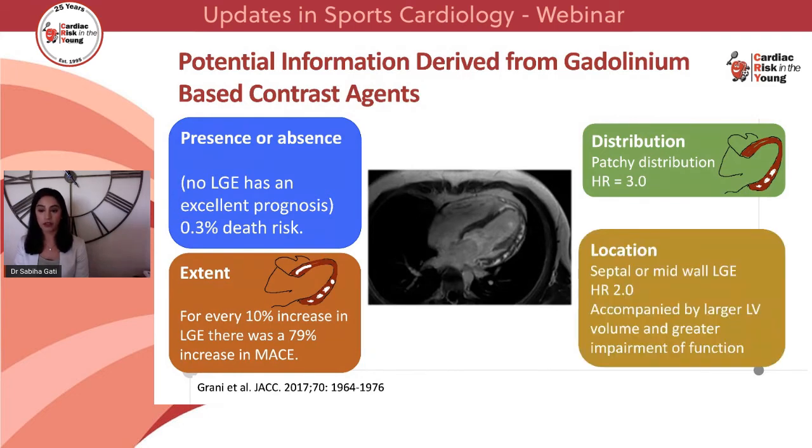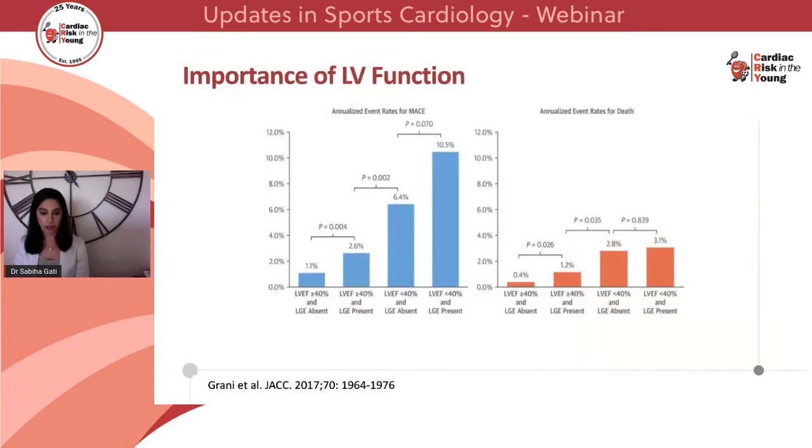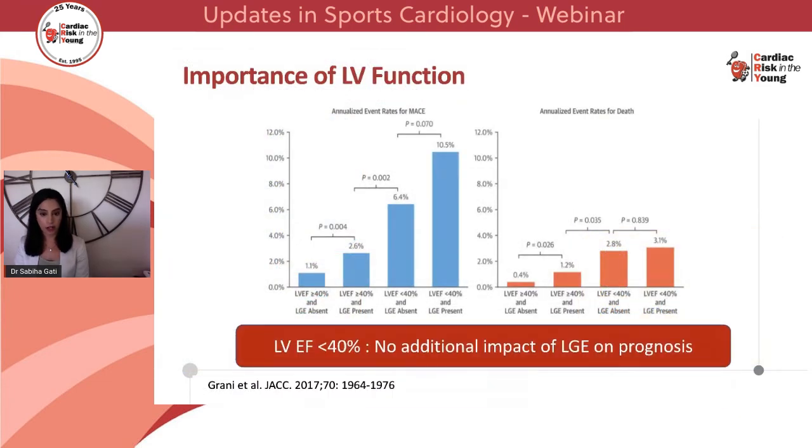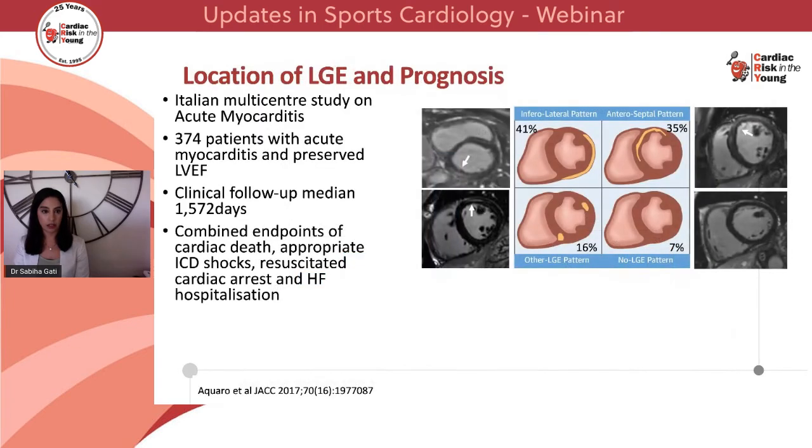So if you identify a septal or mid-wall distribution, this has a twofold increased risk and was also accompanied by larger left ventricular volumes and a greater impairment in your left ventricular function. This study also demonstrated that once your ejection fraction falls below 40%, there is no additional impact of late gadolinium enhancement on your prognosis. The final study I want to share with you is the ITEMI study.